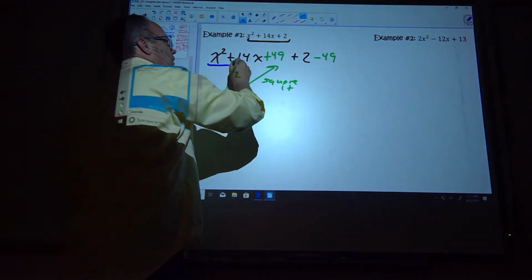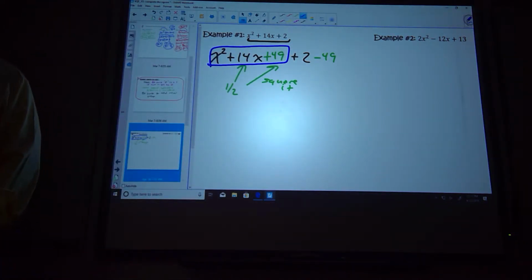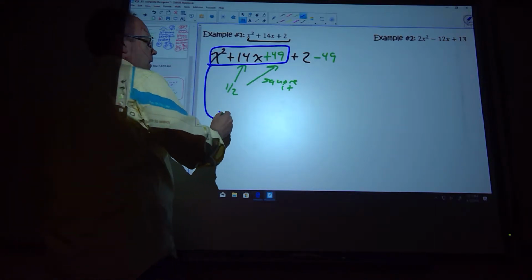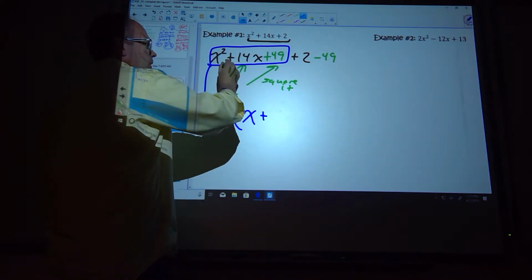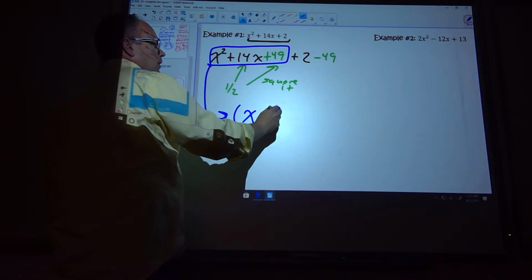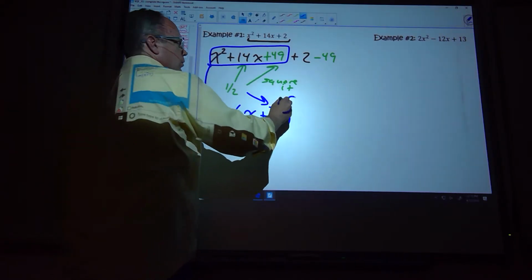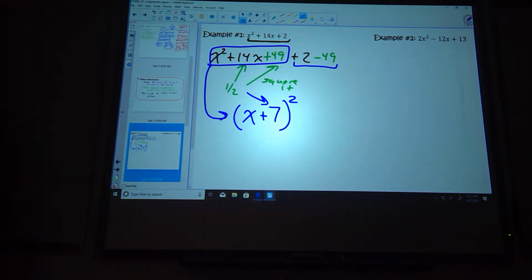Okay? So this right here is what you call a perfect square trinomial. What that means is if I take the exact same binomial and multiply it times itself, FOIL it out, I'd get that. So let's figure out what this binomial would be. It's going to be x plus, there's a plus sign there. What was half of that? 7 squared. And then look at this. I added and subtracted it from the same side.